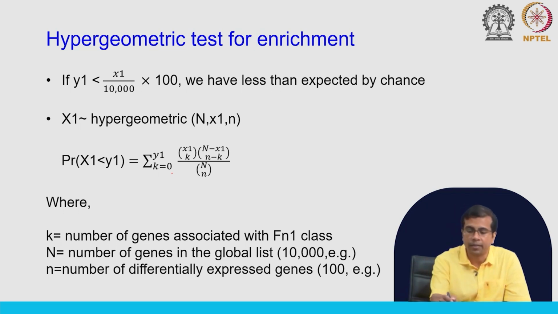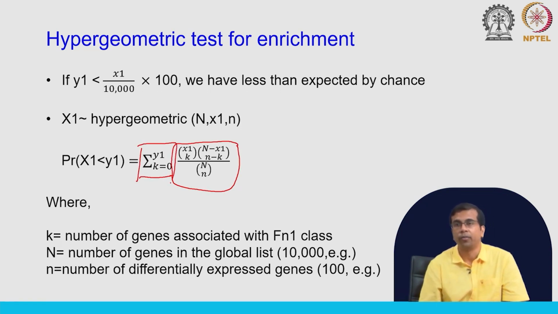Again, in the formula this part is the same, we are taking the sum differently. This starts from 0 to y1. So, we can have 0 observations, or we can have up to y1. We are again looking at how likely it is to observe more extreme values compared to y1, and k, capital N and small n are the same in this case.